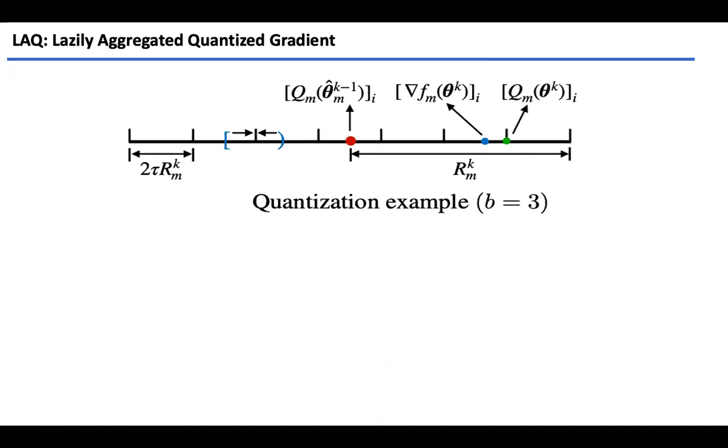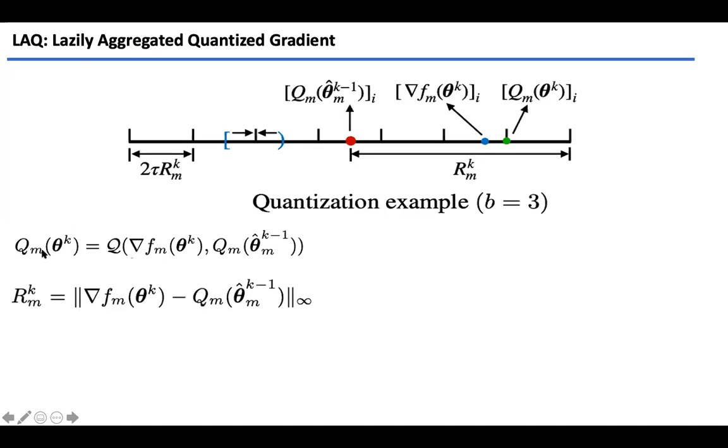Now I will describe the quantization scheme that was proposed in the LAQ paper, the lazily aggregated quantized gradient paper. The quantization scheme works as follows. At iteration k, the quantization function takes two inputs: the current gradient, the gradient that is computed at theta k, and the previously quantized gradient. It takes these two inputs and produces a quantized version of the current gradient vector.